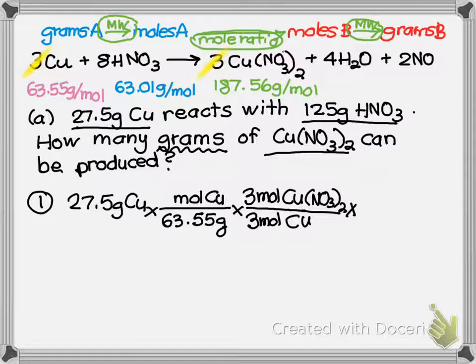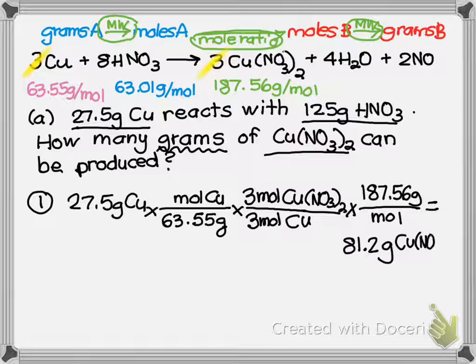And then to convert into grams of copper 2 nitrate, I have to multiply by its molar mass, which again I calculated before we started. All right, so I will calculate the answer here. From 27.5 grams of copper, I would expect to get 81.2 grams of the copper 2 nitrate, going to 3 significant figures.